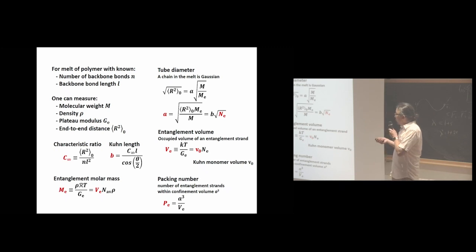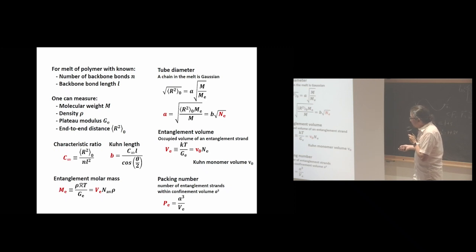It's possible to work on the melt of a polymer with known monomer size and number, so that you know the chemistry of your chain. So this is not the Kuhn length, but the real monomer size. And experimentally, we can reasonably measure the molecular weight, density of the melt, plateau modulus of the melt, and by scattering, as Professor Brule showed this morning, you can measure the size of the polymer, that is, the end-to-end distance. This means you can calculate the characteristic ratio.